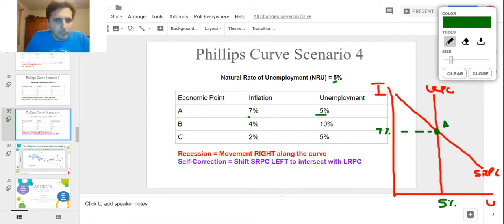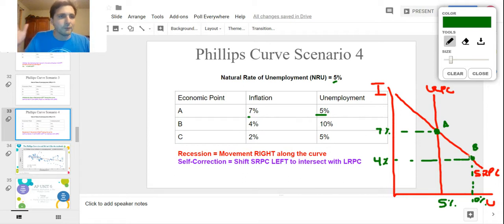Point B. Point B, my inflation rate is 4%. My unemployment rate's 10. What's happened? Well, I come down here and I plot my point. I got 10% right here, and I dash up until I hit the curve. So now I have to be on the curve. I dash over, and my second point is 4%. Right? And you can always just check your numbers and make sure, does that make sense? Did I make the correct change? Is 10% greater than 5%, for example? So in this case, yes, I made the right change.